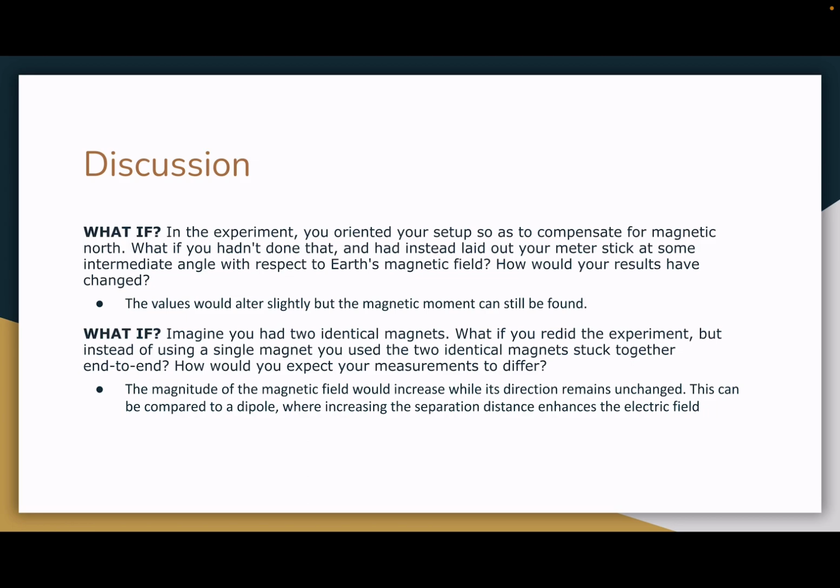For the second question, imagine you had two identical magnets. What if you redid the experiment, but instead of using a single magnet, you used two identical magnets stuck together end to end? How would you expect your measurements to differ? For that, the magnitude of the magnetic field would increase while its direction remains unchanged. This can be compared to a dipole, as when you increase the separation distance, it enhances the electric field, but the direction also stays unchanged.